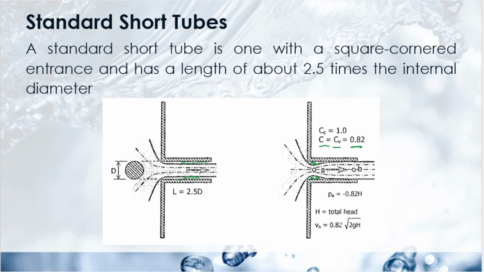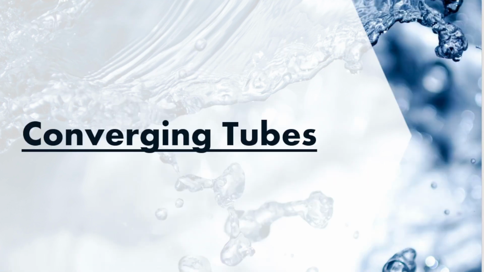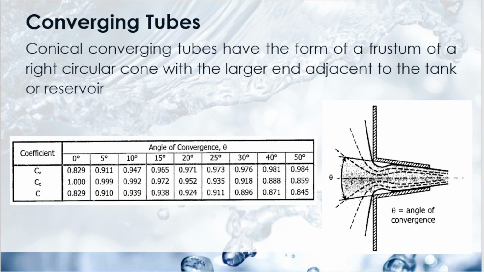Next on the tubes we have what we call the converging tubes. Conical converging tubes have the form of a frustum of a right circular cone with the larger end adjacent to the tank. So for example, this side is the tank or reservoir.